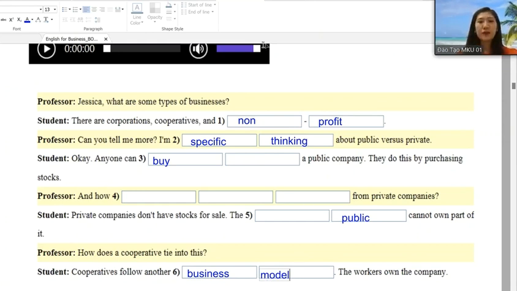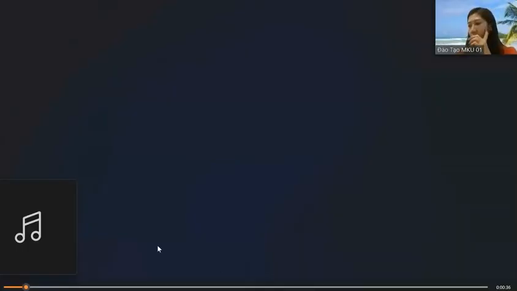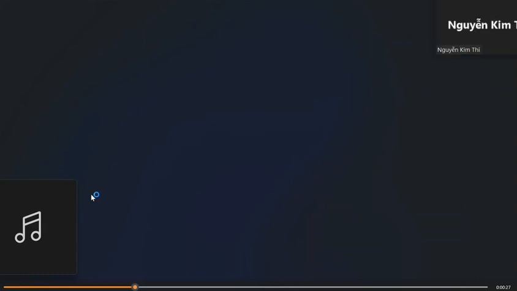Page 21. Jessica, what are some types of businesses? There are corporations, cooperatives, and nonprofits. Can you tell me more? I'm specifically thinking about public versus private. Okay. Anyone can buy into a public company. They do this by purchasing stocks. And how does that differ from private companies? Private companies don't have stocks for sale. The general public cannot own.